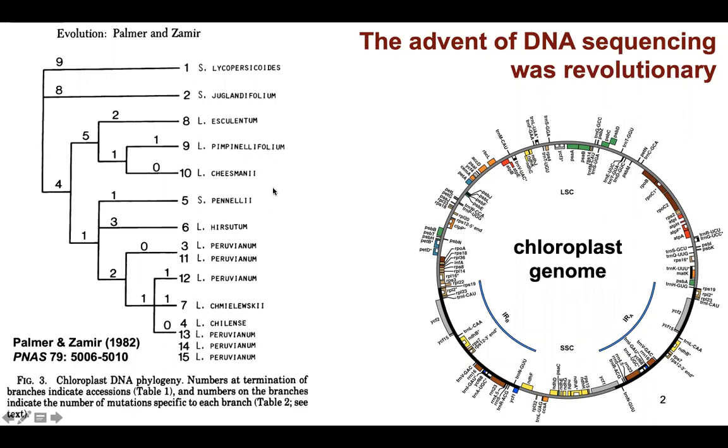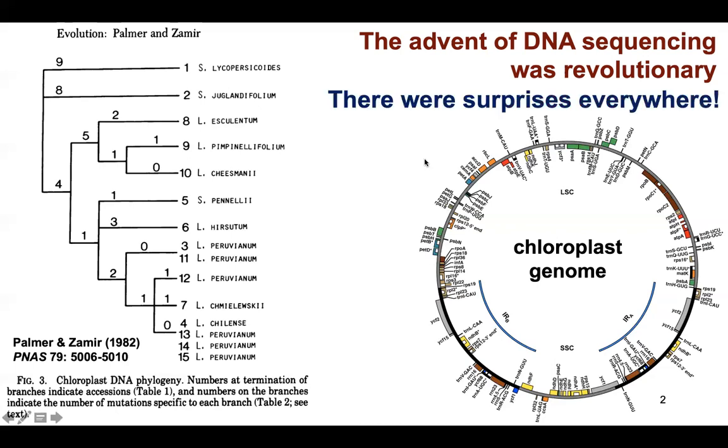And this tree was actually generated by using restriction enzymes to chop up the chloroplast genome into bits and then run the bits on a gel and look at patterns on a gel. So this wasn't DNA sequencing per se, but it was using DNA.